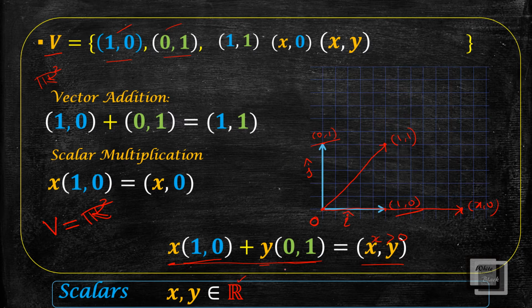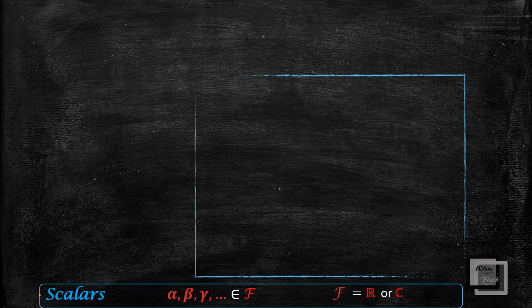So you can see here that scalars are coming from the set of real numbers R, and with the help of these elements from R, I am creating a set of vectors which I denoted by V. So the elements coming from R are scalars and the elements coming from V are vectors. Next we will define the vector space.